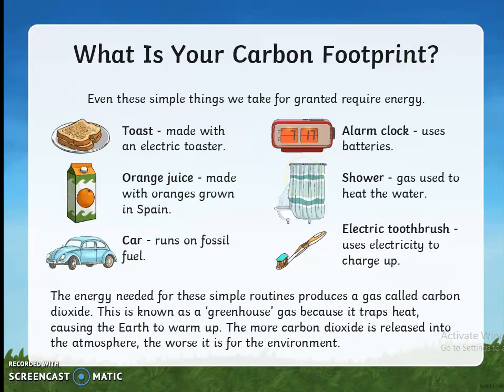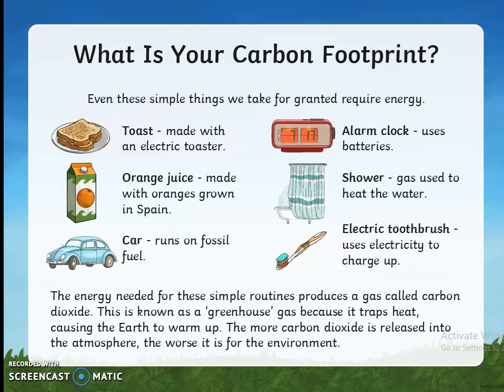Okay, these simple things we take for granted require energy. The toast is made with an electric toaster, and the orange juice is made with oranges grown in Spain, and then your car runs on fossil fuel. Your alarm clock uses batteries. Then a shower gets used to heat the water. Then the electric toothbrush uses electricity to charge up. The energy needed for these simple routines produces a gas called carbon dioxide.